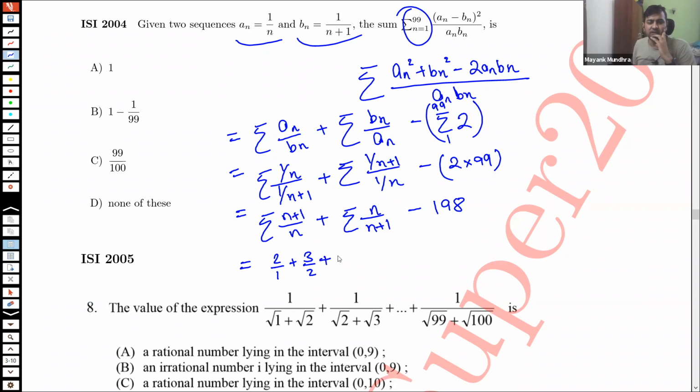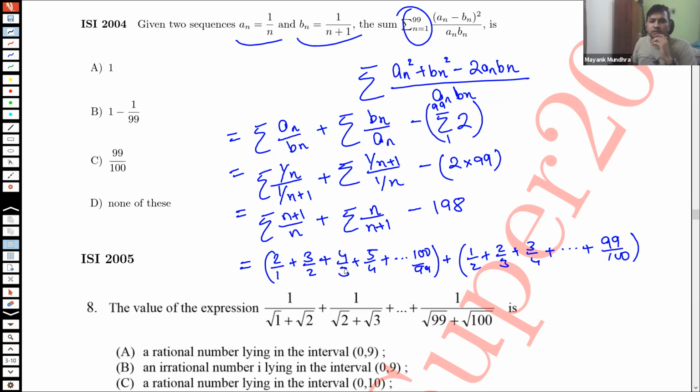So let me try this one: 3 by 2, plus 4 by 3 and so on till 100 by 99, plus what is this going to be? This is going to be 1 by 2 plus 2 by 3 plus 3 by 4 and so on. Now what I can do is maybe write a few more terms that would probably clear it up. 4 by 3 plus 5 by 4 plus so on till 100 by 99. And this will go on till 99 by 100.